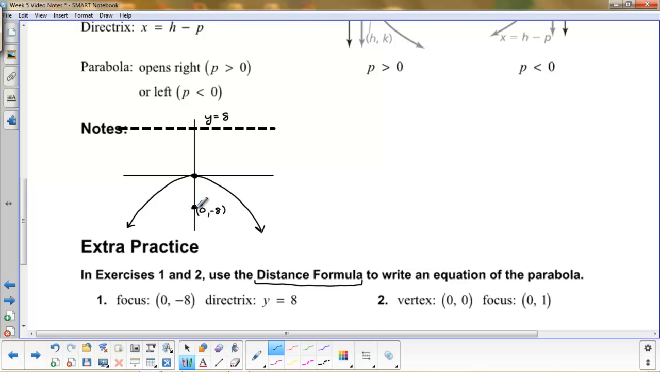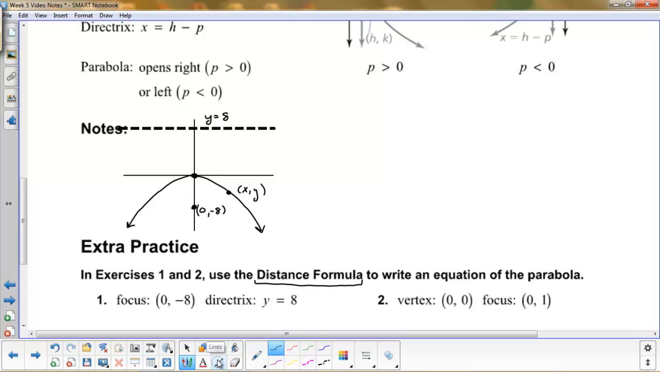Because of the symmetry between a focus and a directrix, I know that the origin is the vertex of my parabola. The next thing I'm going to do here is, in order to use the distance formula properly, I need some value that is located on the parabola itself. But the thing about it is that I don't know what that value is.